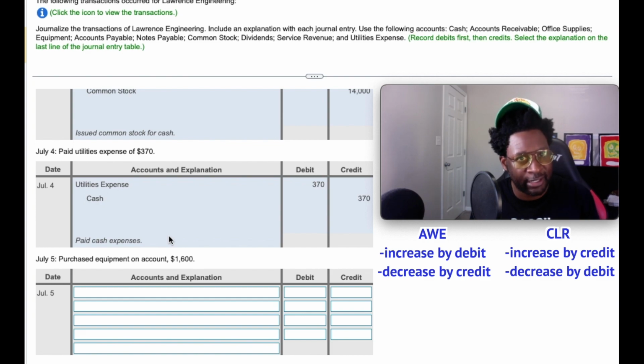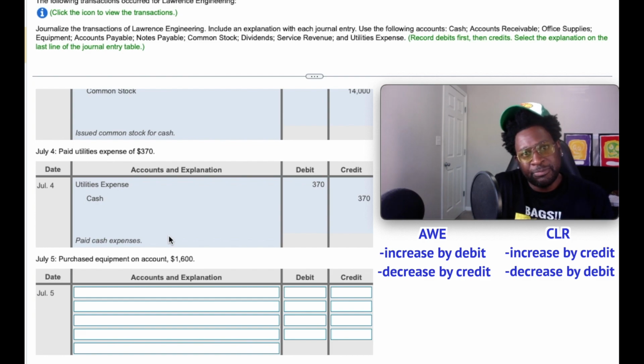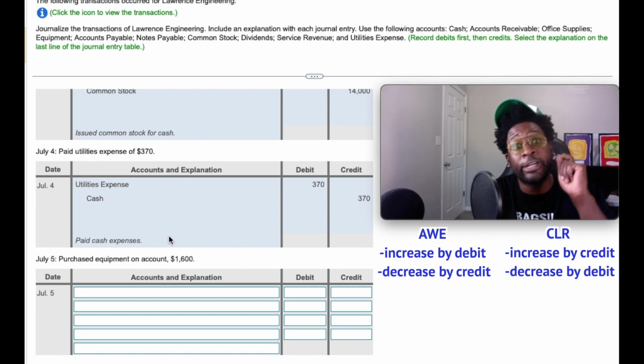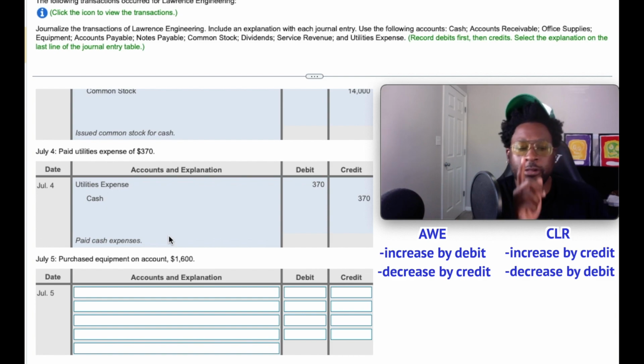Clearly the all gang. And since equipment is coming into the business, we have to increase it. So how do we increase anything in the all gang? We're going to debit equipment. Now, the other keyword tells us on account.